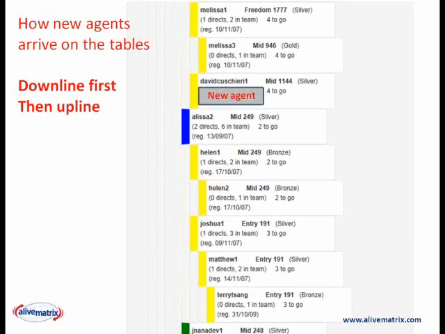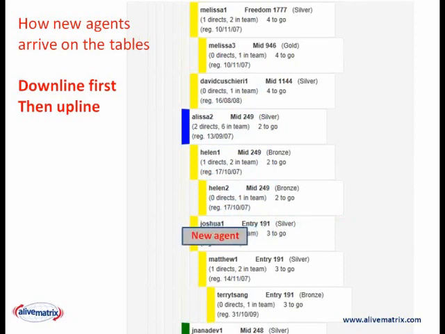So for example, let's say that this agent here, David something, invited someone. But now David is on the mid-level table, so the software will look for his downline. The next person on his tree, on his downline, is also on the mid-level table. The next one is also on the mid-level table. The next one is also on the mid-level table. Now the next one is on the entry-level table. So this is where the software will place the new agent. Now let's say, just for this exercise, that there was no one on the entry-level table on David's downline.